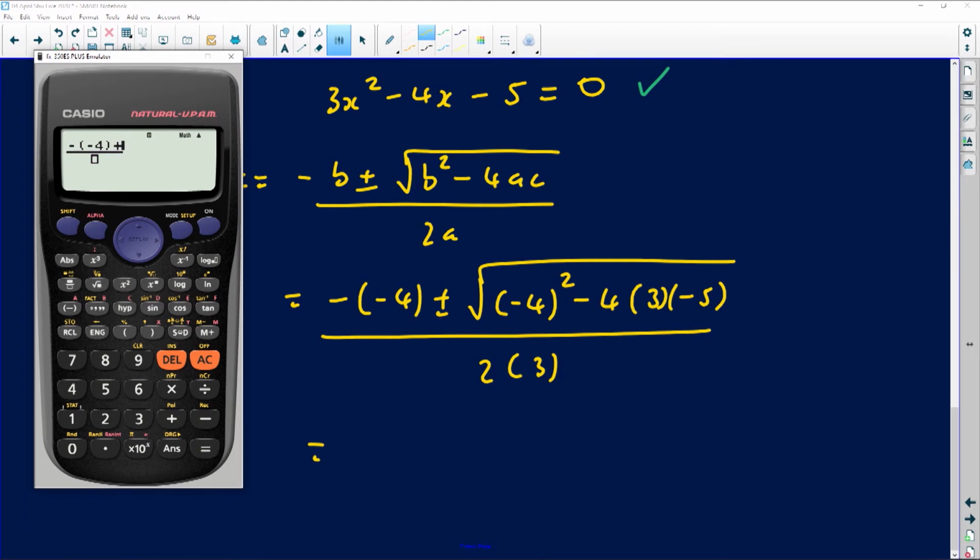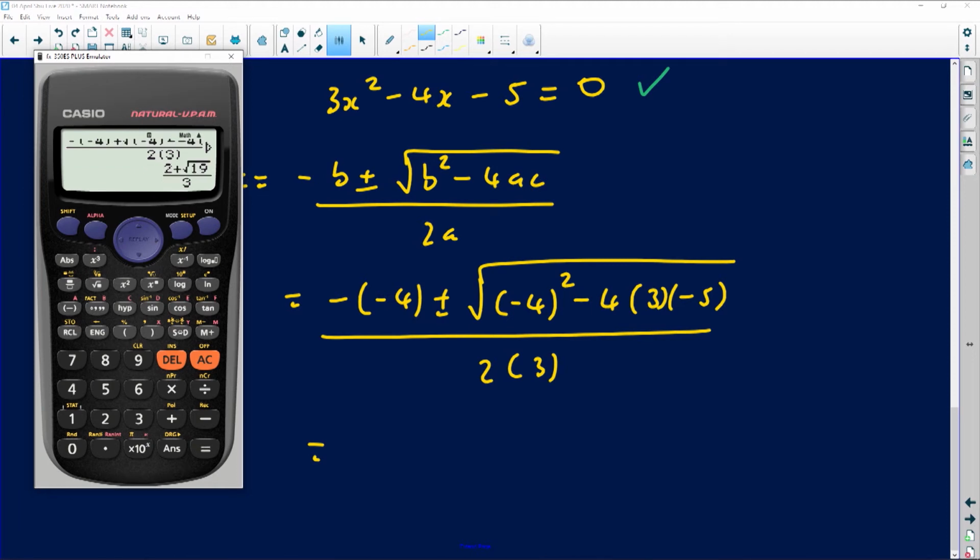Minus b plus, and then the square root, open bracket, that negative 4. If you don't put a bracket there, the whole thing is going to be wrong because your calculator is not going to do what you want it to do. Please use parentheses. Please, please, please, beautiful people. So minus 4 squared, and then minus 4 into my a value is 3, and my c value happens to be negative 5. All these need to be divided by 2 times something beautiful, which is 3 in this case.